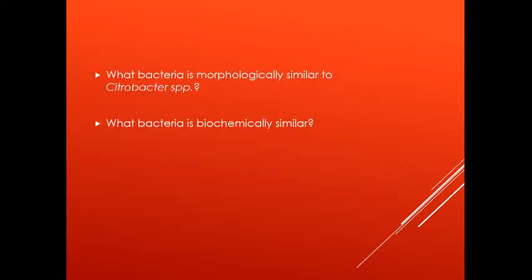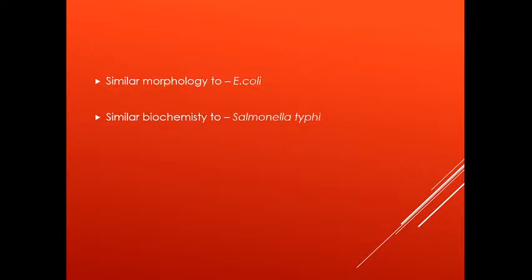Now, what bacteria is morphologically similar to Citrobacter? It's E. coli, morphology-wise. From a biochemical perspective, it's actually Salmonella typhi. Okay? When we're talking about morphology, organisms may be similar to E. coli. When it comes to biochemistry, Salmonella typhi.